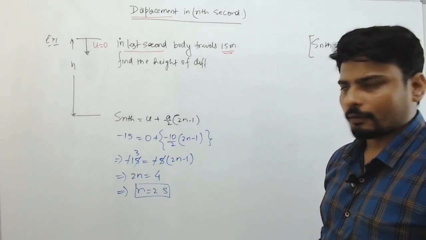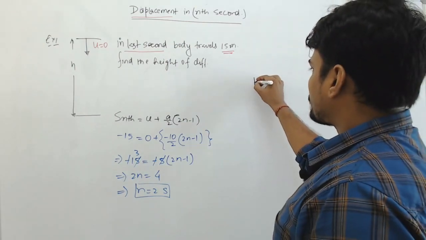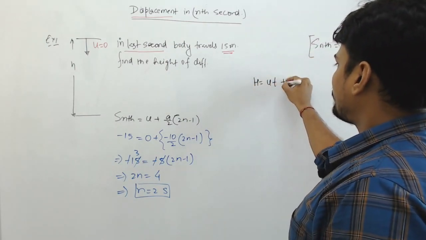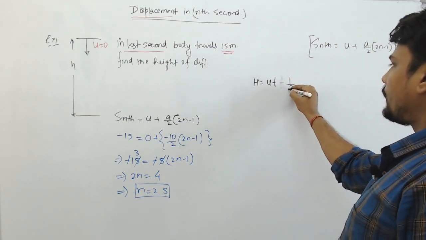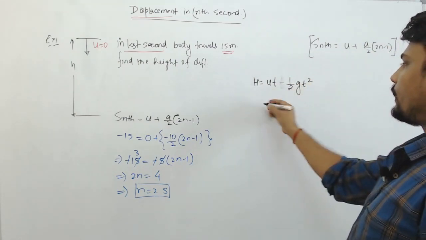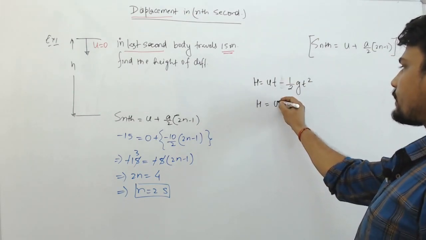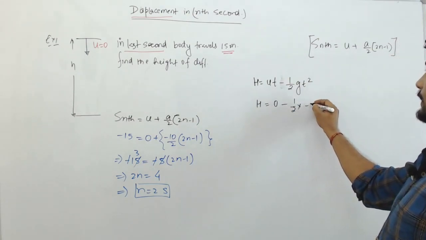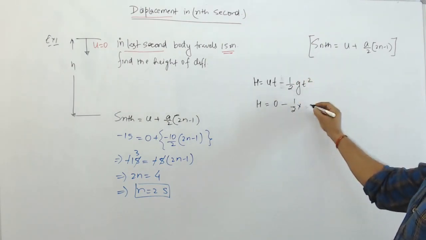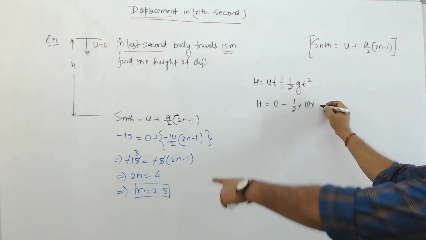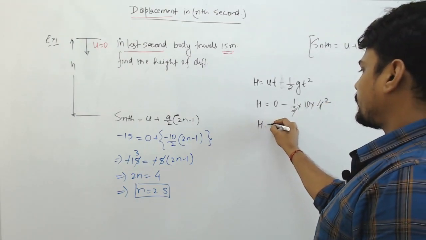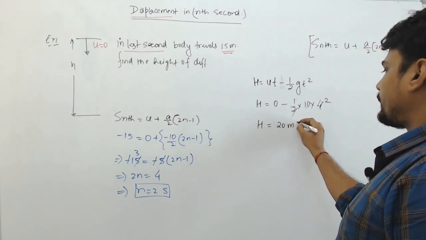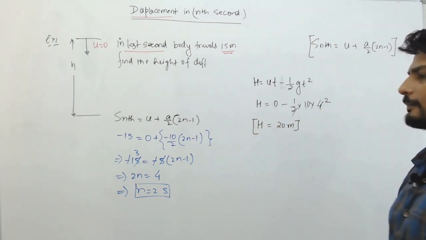What else do we need now? We know that h is equal to what? ut plus, if it is under gravity, let's say minus half g t square. h, I have no idea. This part is 0, negative half. This is going to be how much? 10. Already I have taken the minus. So 10. t is how much? 2. 2 square is 4. That would be cancelled. It means height of the cliff is how much? 20 meter. We are done. We are sorted with this.